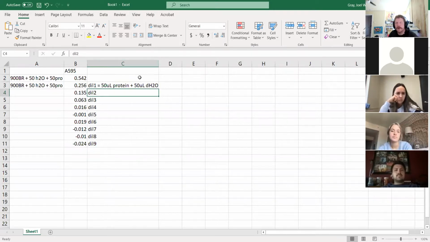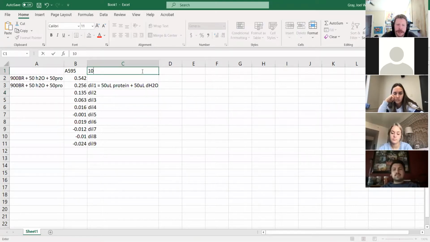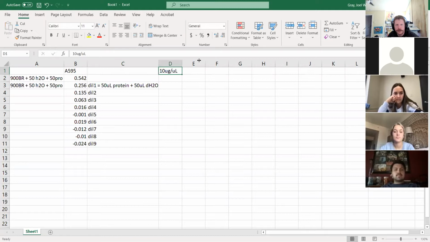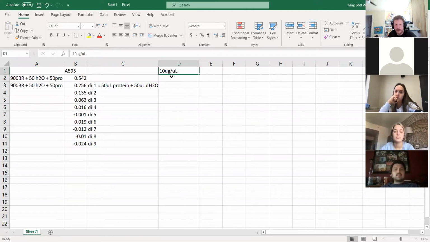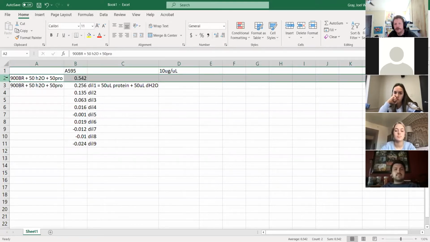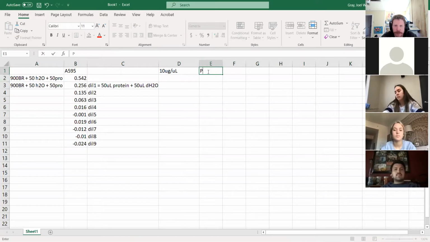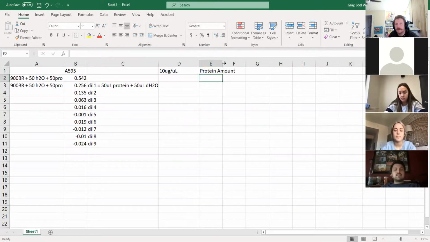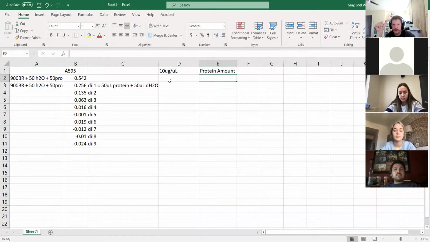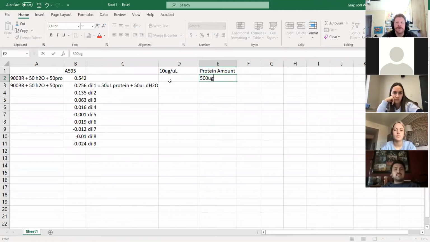One of the things that I always like to think about is how much total protein is in there. So let's say that our undiluted stock was 10 micrograms per microliter. I'm going to move this over here. 10 micrograms per microliter was the concentration. In sample number 2, does anyone know approximately how much protein is in there? Let me type in protein amount. So we got 50 microliters, and that sample's concentration was approximately 10 micrograms per microliter. So the total protein in there was, would everyone agree with 500 micrograms?